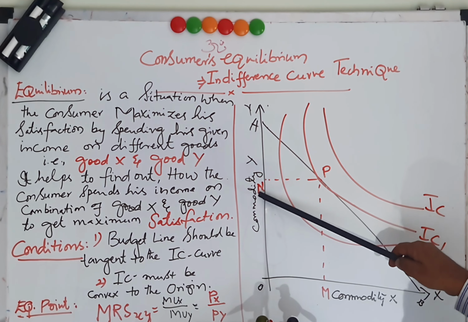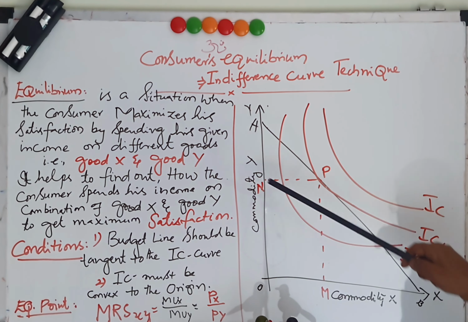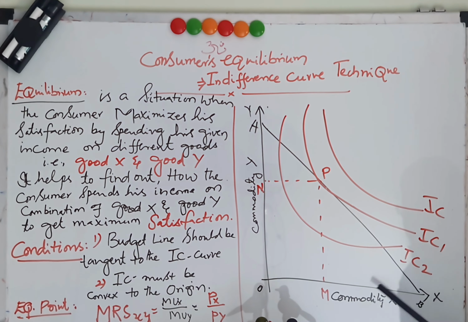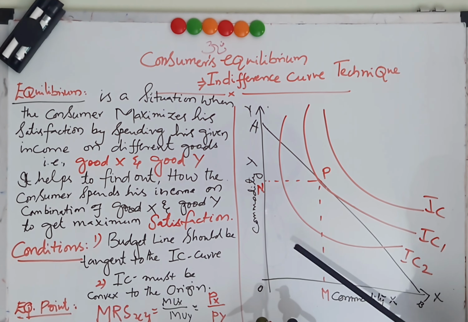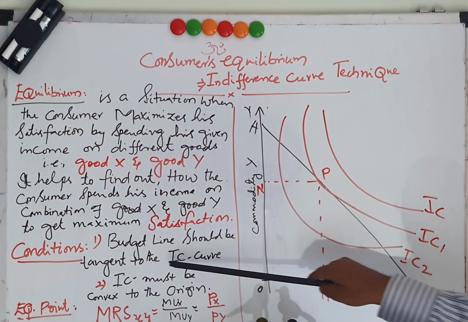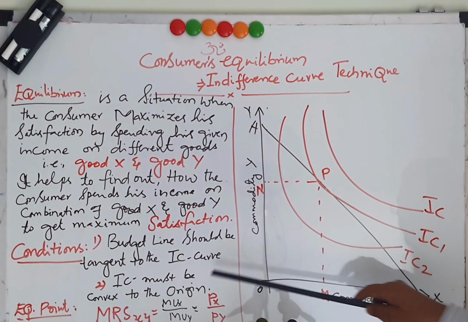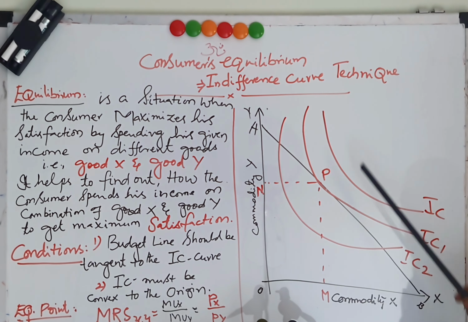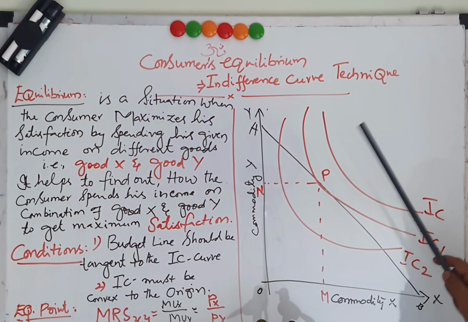ON is the quantity of commodity Y purchased by the consumer, and OM is the quantity of commodity X purchased by the consumer. So at point P, the condition that the budget line should be tangent to the IC curve is satisfied. The IC curve must be convex to the origin, which is also satisfied. So the marginal rate of substitution equals Px by Py.